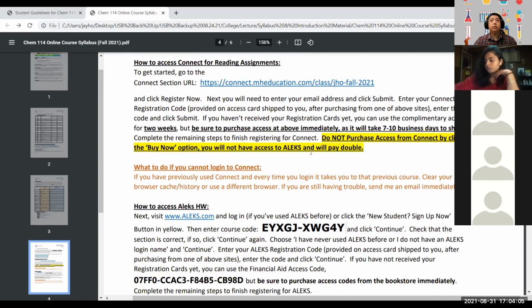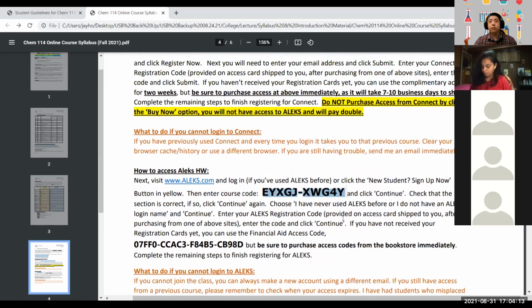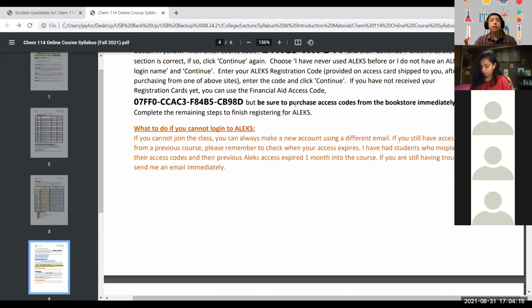Okay, let's continue then. If you need to access the Alex code, it's right here. You go ahead and plug that in. You should have access to the class. If you're having trouble with Connect, you can stay after class and we can talk about it. If you can't log in, generally speaking, for Connect, clear your browser history. You may be able to go from there. If you can't log in from Alex, create a new account and log in from there and put in the access code that way.